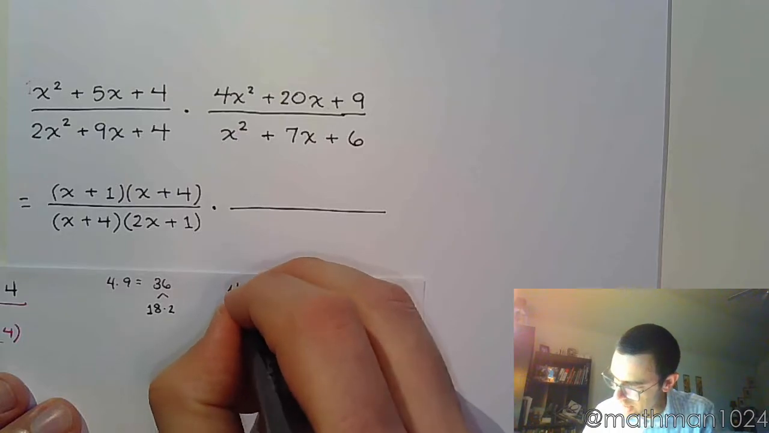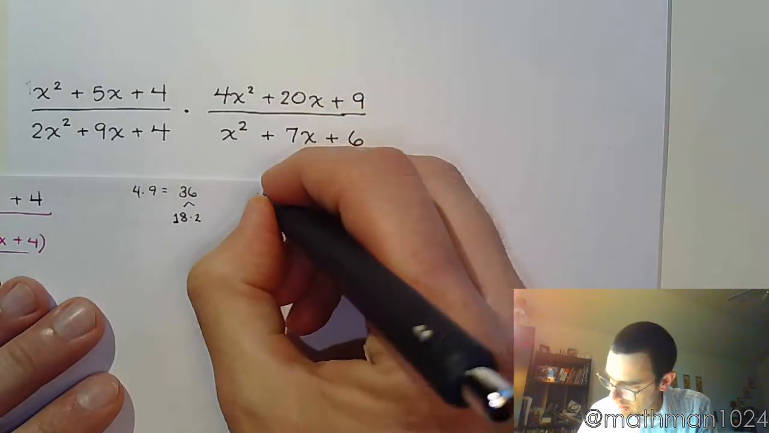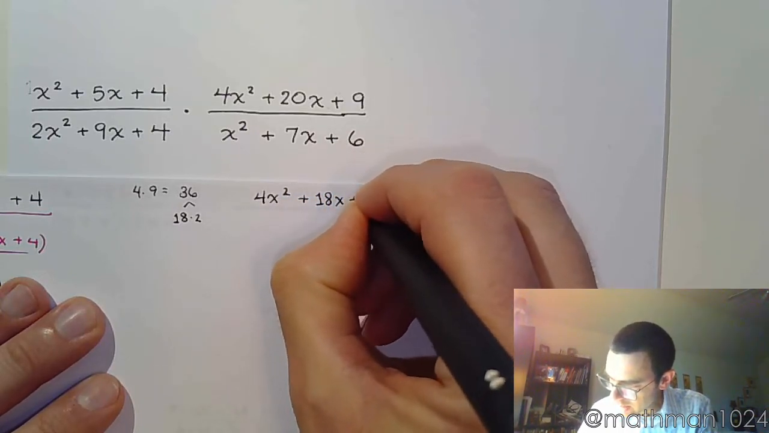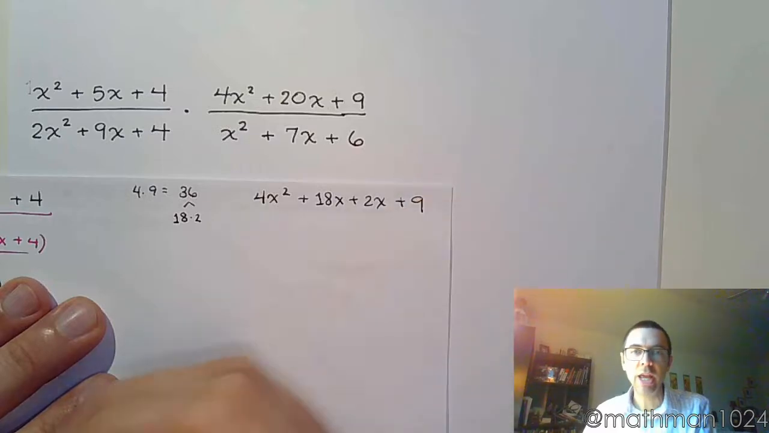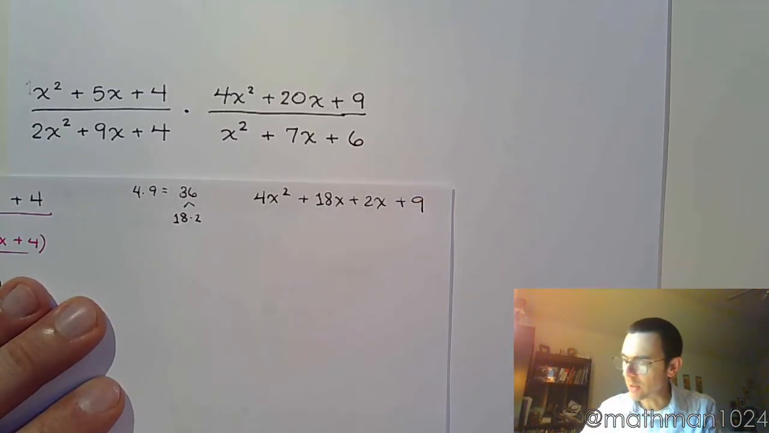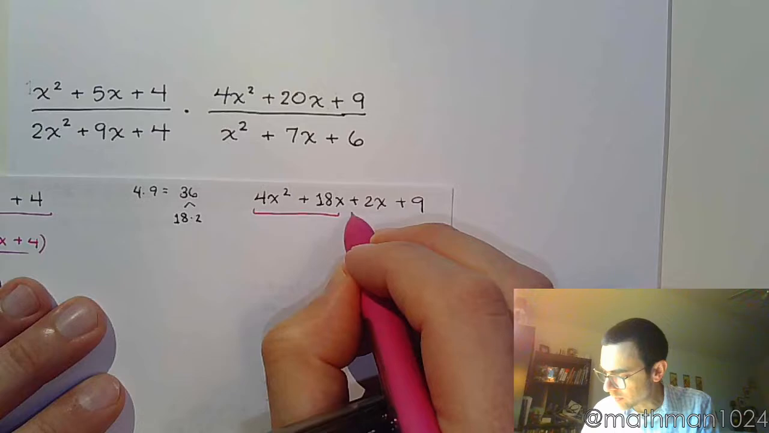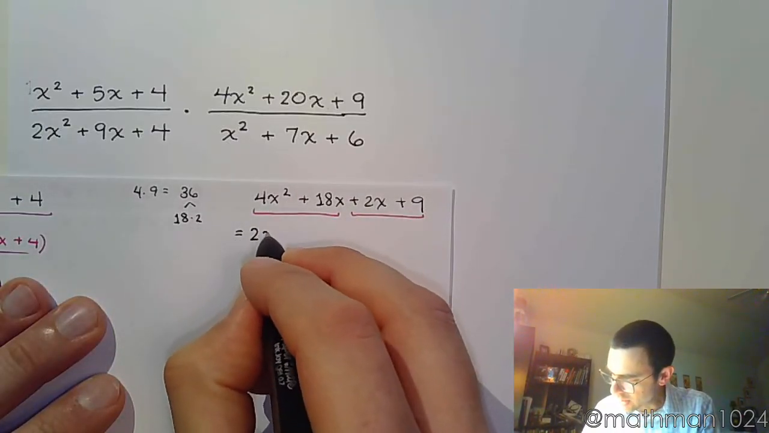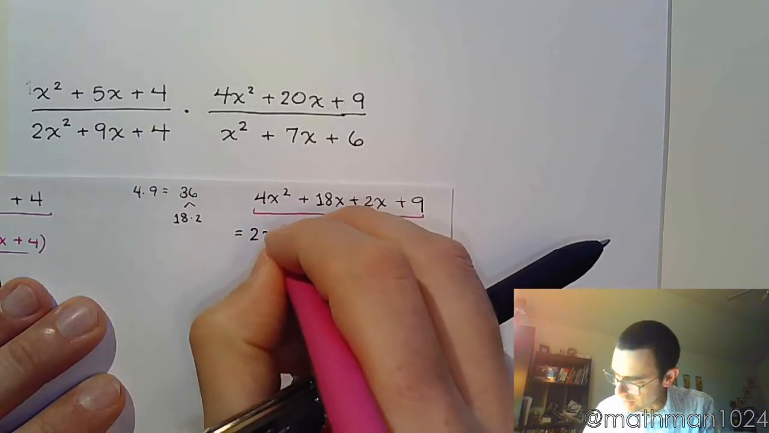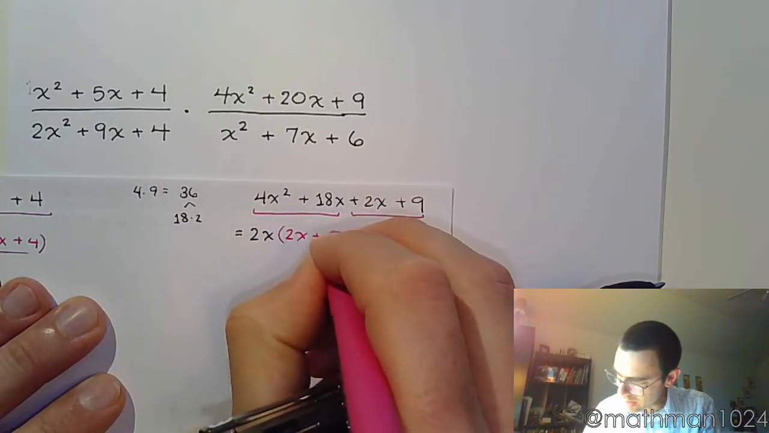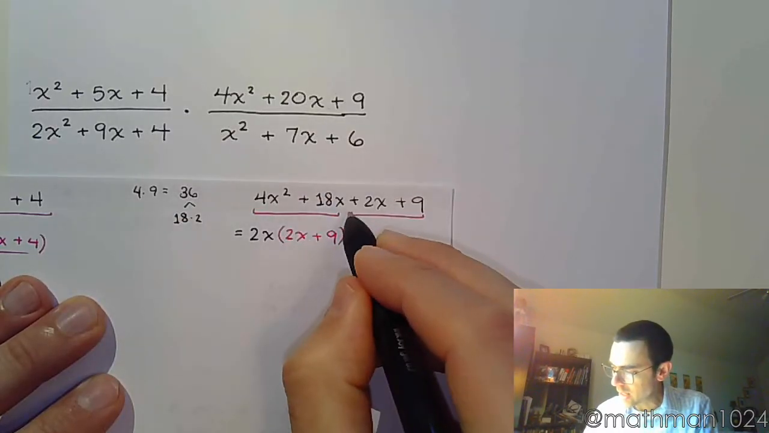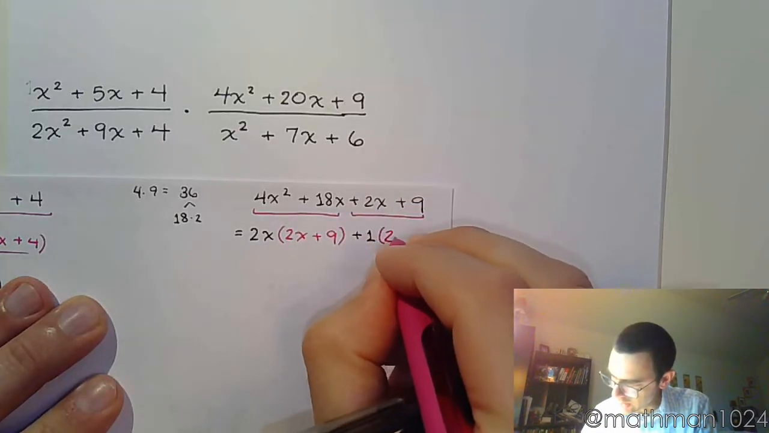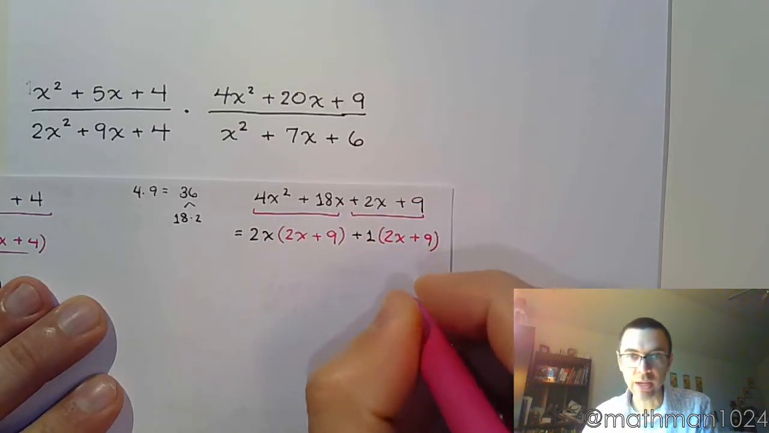All right, so I'm going to write this as 4x squared plus 18x plus 2x plus 9. I'm going to do factoring by grouping just like I did a second ago. All right, so the common factor in this first group is 2x. If I factor that out, I'm left with 2x plus 9. In the second group, the common factor is 1, and that doesn't really change anything, so that's just 2x plus 9.